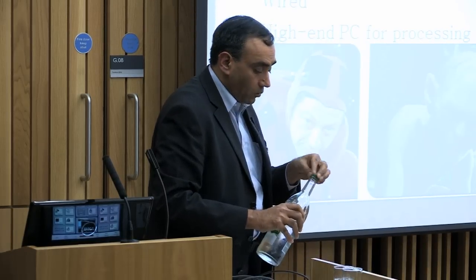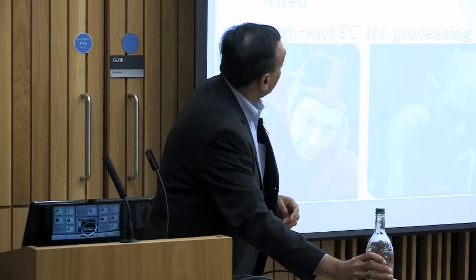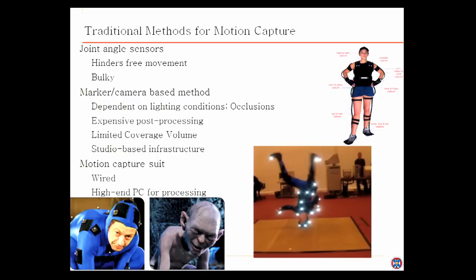Now, I mentioned motion capture. And the reason we came to motion capture was because the existing solutions at the time, so this was in 2005, were one of the following. You could either have, what is happening on the top right is joint angle sensors, which are potentiometers, which can measure the angle. And as you can see, that's quite cumbersome. It's very bulky, and it hinders free movement.